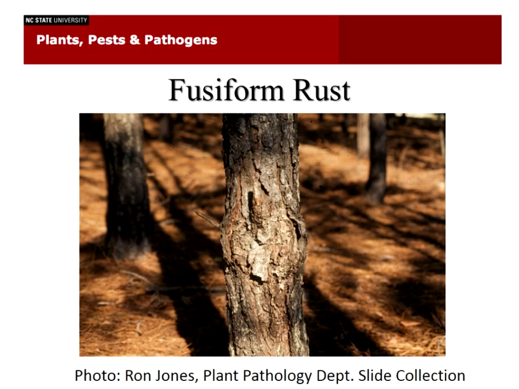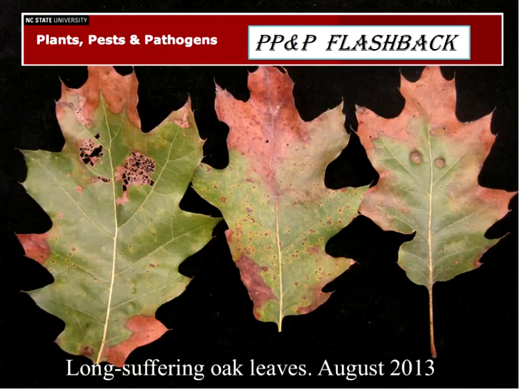On oaks, now if you have a really good memory of your PP&P, you'll remember that we showed this photograph in August, and there were three different diseases here. There's some oak leaf blister, the burning around the edges is bacterial scorch, but these small necrotic spots are actually the remains of one of the Cronartium rusts, probably fusiform rust. And you may see at some point in its life cycle hair-like, almost black structures coming out from the underside of the leaf. But again, it doesn't really cause significant damage on the oaks. It's the pines that are the concern.